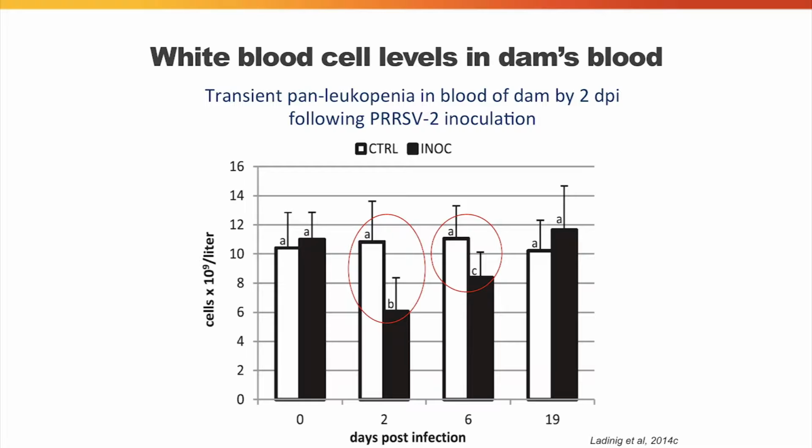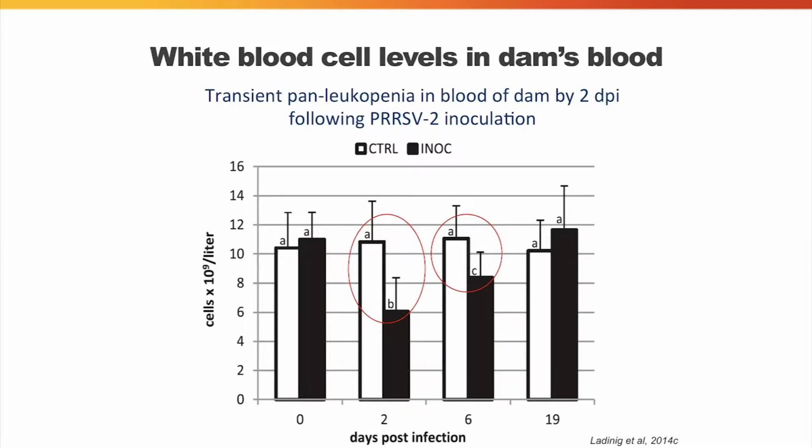We know that PRRS is an immunosuppressive virus. And what we see systemically in the blood of the gilts after infection is a reduction in the number of white blood cells. And that is consistent across all the different types of white blood cells, from B cells to lymphocytes, to T cells to T helper cells. And it occurs very, very rapidly.